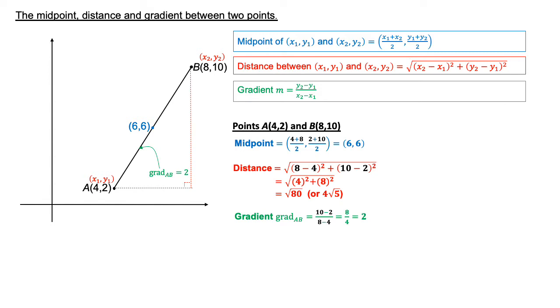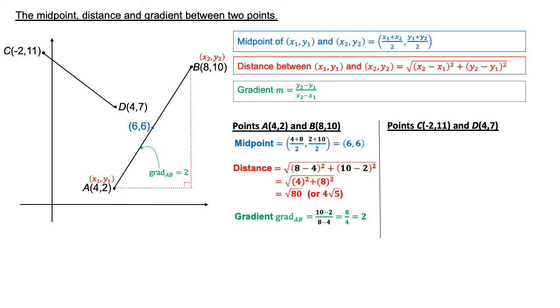And the gradient, again, is substituting into the formula. So we've got y2 minus y1, 10 take away 2, divided by 8 take away 4, because that's our x2 and x1, which gives us a gradient of 2. So there we are, that's the steepness of that line. For every 1 unit you go across, we go 2 units up.